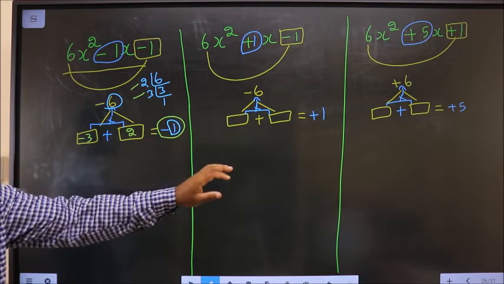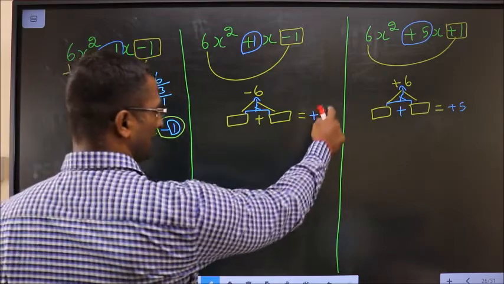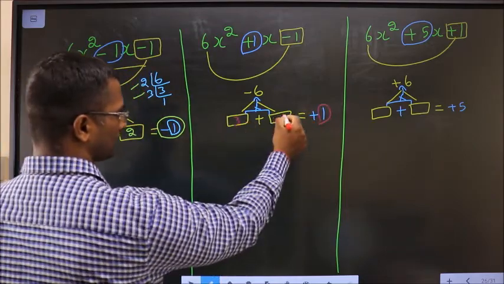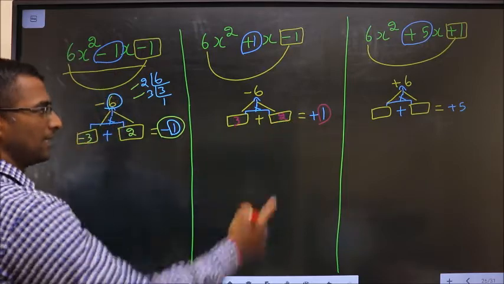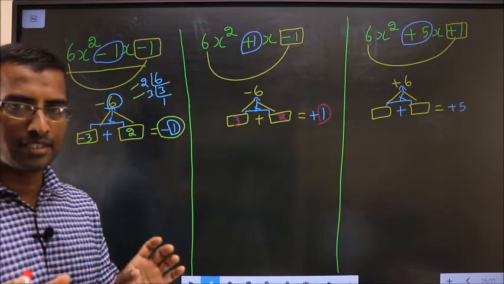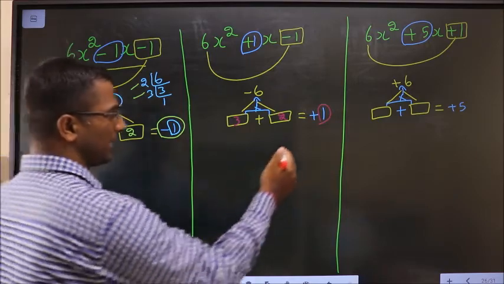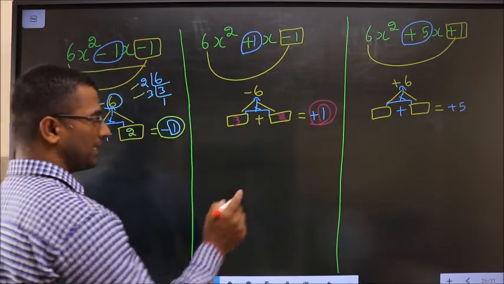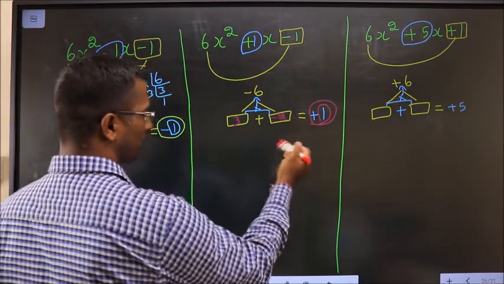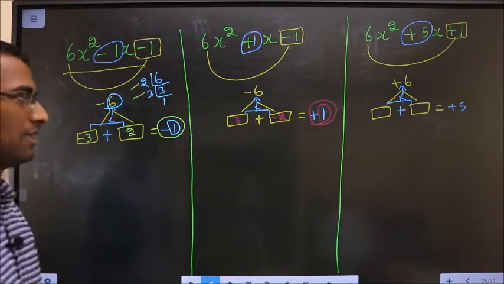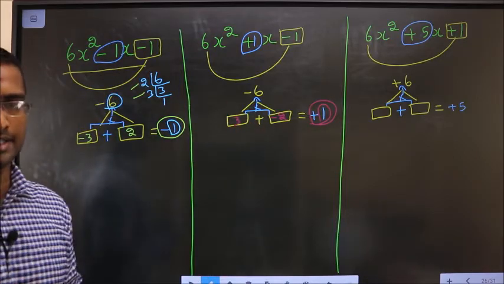Now here you see. Here I should get +1. So the two numbers are 3 and 2, such that 3 minus 2 is 1, 3 into 2 is 6. Now adjust the signs. I should get here +1. That could only happen if I place negative before 2. 3 minus 2 is +1, 3 into −2 is −6. Now the signs are also adjusted.